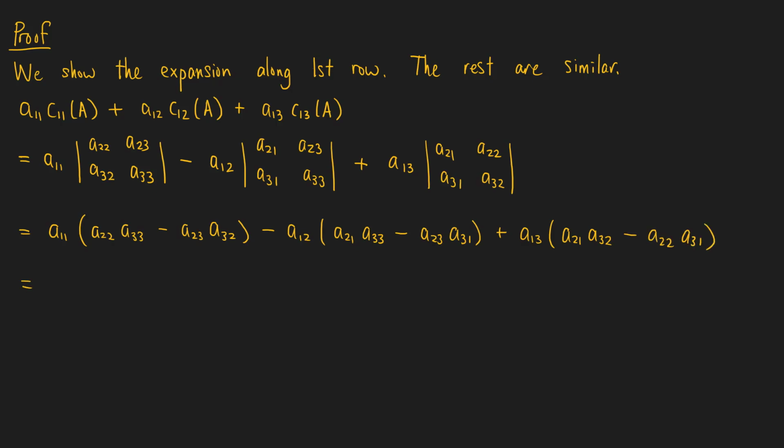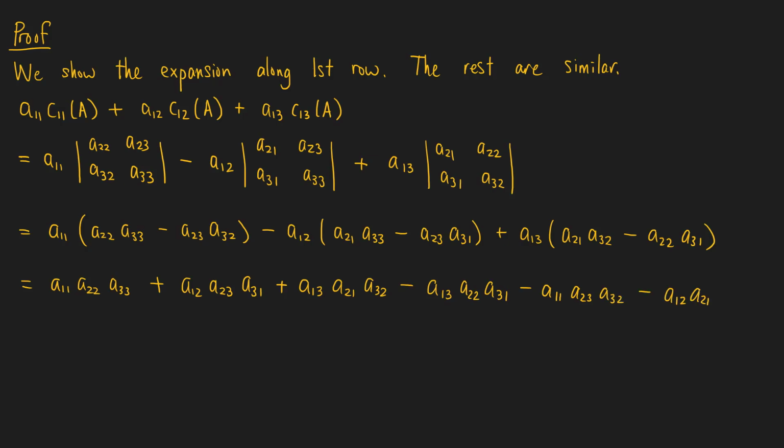By removing the brackets and reordering, this is equal to A11, A22, A33 plus A12, A23, A31 plus A13, A21, A32 minus A13, A22, A31 minus A11, A23, A32 minus A12, A21, A33. We can check that this is exactly equal to the definition of the determinant, and so the proof is complete.